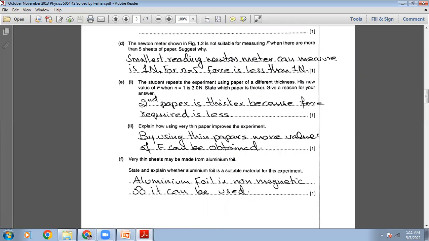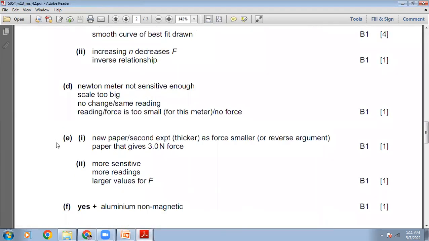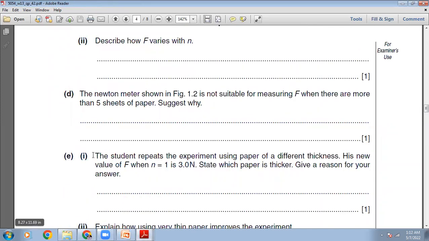Okay, so I hope you understand. Let me show you the marking scheme. Here you see that's the relationship. Then the Newton meter is not sensitive enough, scale too big, no changes, same reading, force is too small. For this meter rule, it's not possible. Hopefully you understand. Okay, so let's go to the next question.